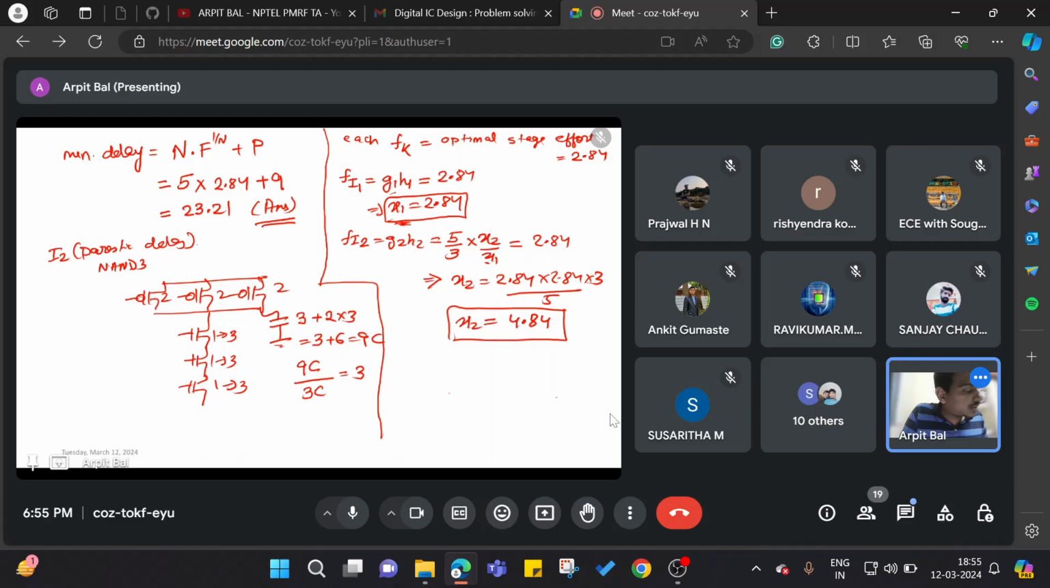Similarly, I'll do for F_i3, that is G3 H3. My G3 was also 5 by 3 and H3 was X3 by X2, equal to 2.84. Substituting the value of X2 here, I'll have X3 equal to 8.247. Is this part clear?